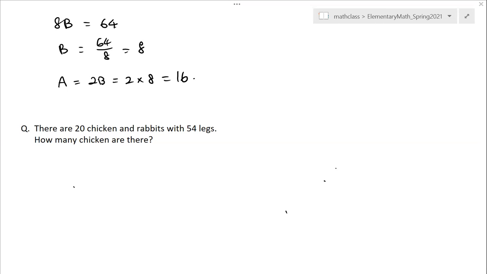Andy says 40 chickens. Michael says 13. Andy, when you get an answer, look at the answer. Does it make sense? 40 chickens, each chicken has 2 legs. 40 times 2, how many legs are they going to get? 80. But in total, there are only 54 legs. So it's definitely wrong, right?